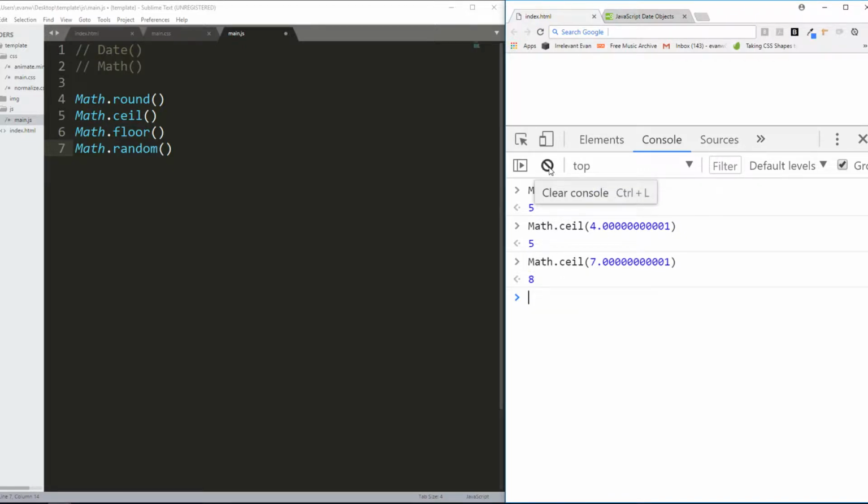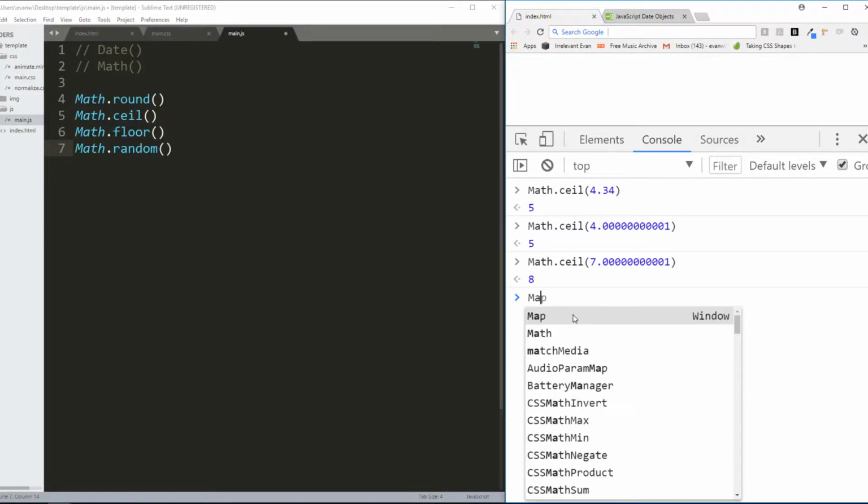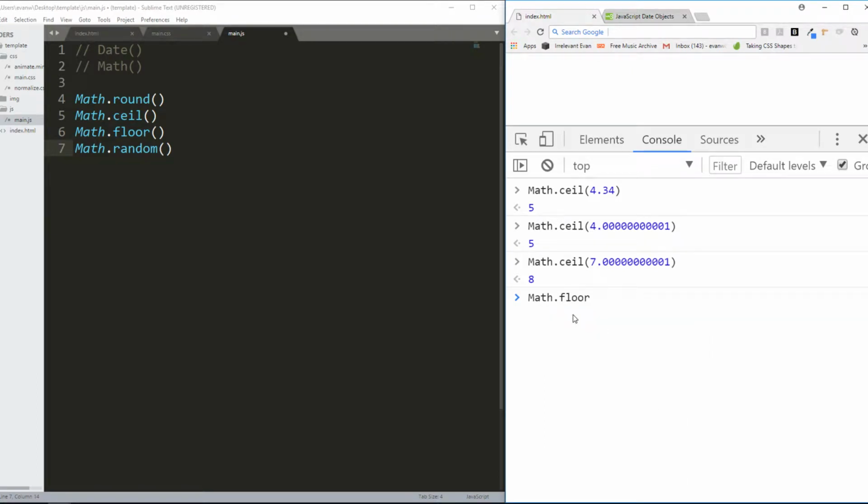And next we have Math.floor. Math.floor is the exact opposite in that no matter what the value after your decimal is, Math.floor will always round down. It will always round down to the next lowest whole integer. Okay? Hopefully that's straightforward enough.